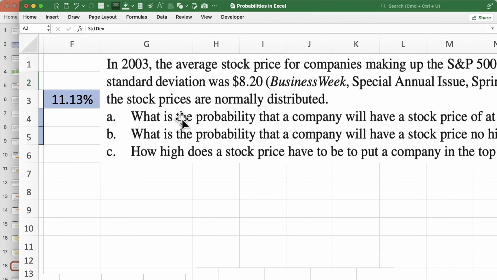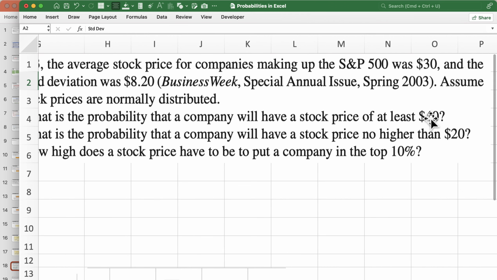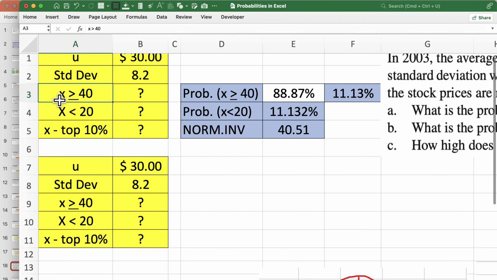And then the question is, what's the probability that a company will have a stock price of at least 40, which means 40 or more than 40. It could be 41, 42, 43, anything. And therefore, our question will be, what's the probability that x is greater than 40? So that's something that we have to calculate.